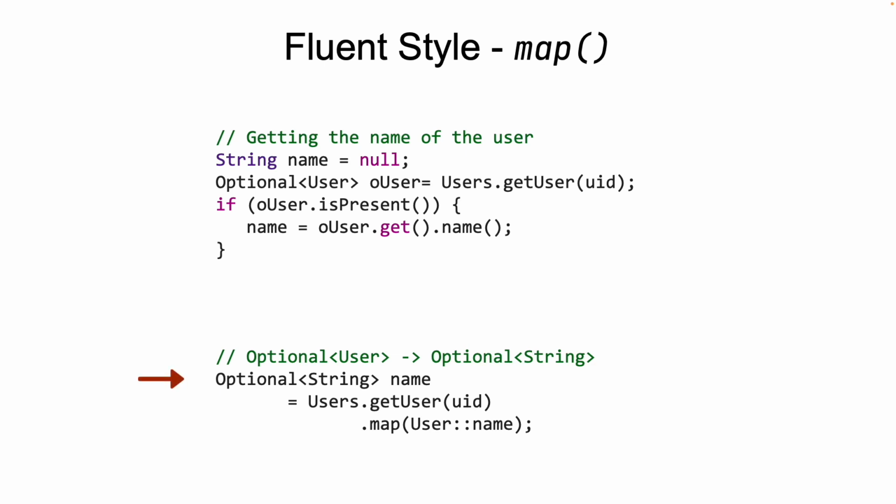The map method does that for us, as we show on the screen, by using a fluent style. As you see, we can call the map method on the optional. The map method takes in a function which takes a user object and returns the user name. The method reference User::name is passed to represent that function. So here we used a much more fluent API to extract the name, and the end result is quite pleasing to the eye.